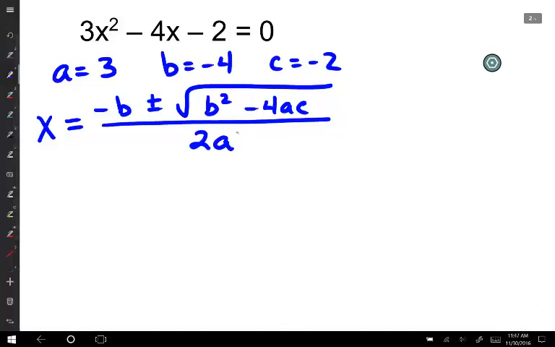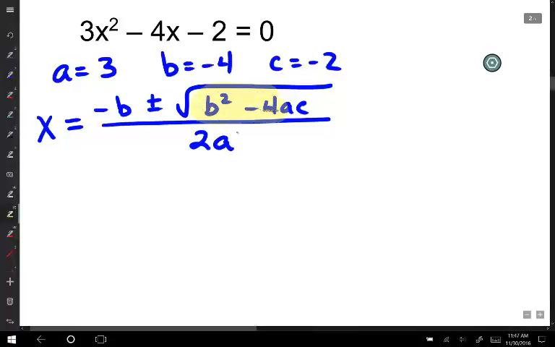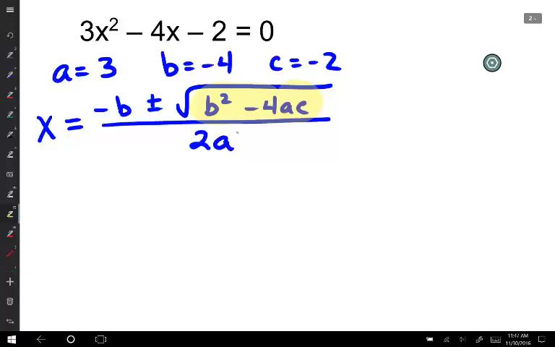We got it. X equals the opposite of B, plus or minus the square root of B squared minus 4AC, all over 2A. Now I need to teach you a new word that you haven't probably heard since you were in my Algebra 1 class a couple years ago. That B squared minus 4AC is called the discriminant. So if you hear me referring to the discriminant, I'm referring to what's inside the square root.